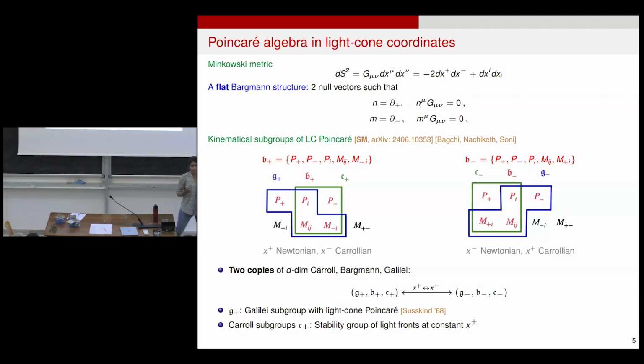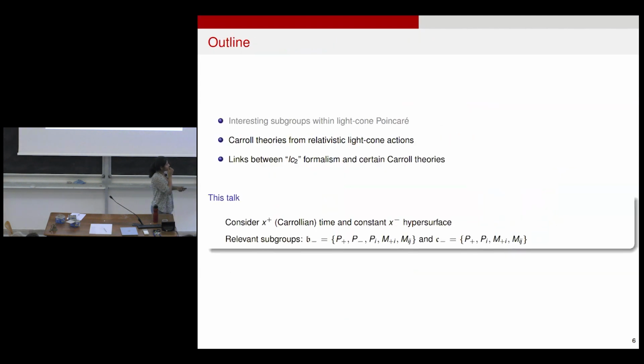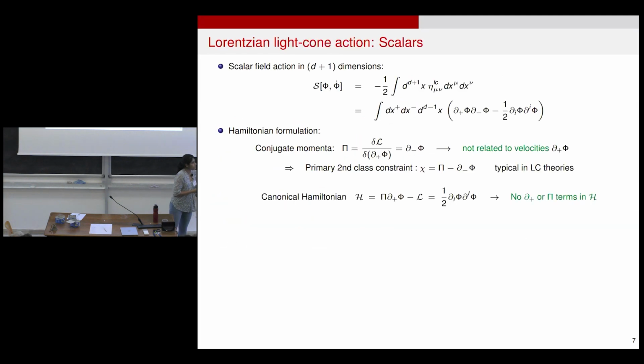So basically, if we start with a Lorentzian light cone action and we are able to restrict it on one of the light fronts, we should be able to get a Carroll theory. So for this talk, I will consider x plus to be the Carrollian time, and we'll restrict the theories on constant x minus. And the relevant subgroup is going to be the B minus, which I showed you before.